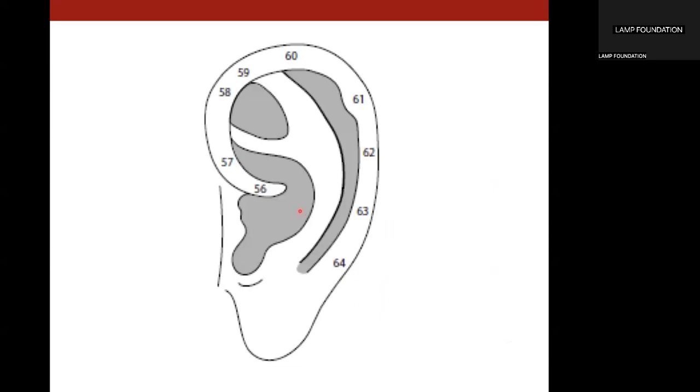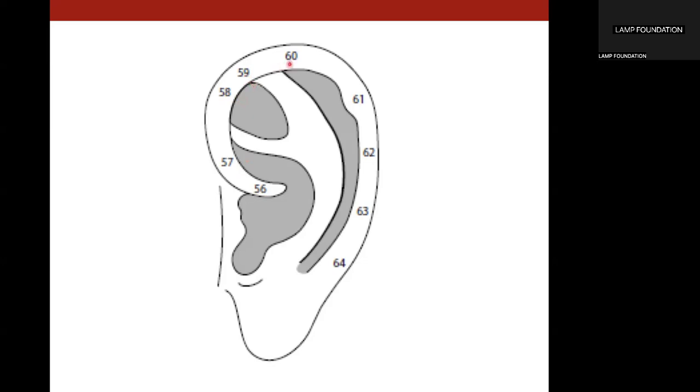So again, 56 is diaphragm point. This is located near the lateral edge of the crus of the helix. 57 is lower portion of the rectum at the helix, roughly parallel to the large intestine point. 58 is hemorrhoids point at the border of the helix, parallel to the uterus or prostate point. 59 is common cold point at the border of the helix, parallel to the hypertension point.